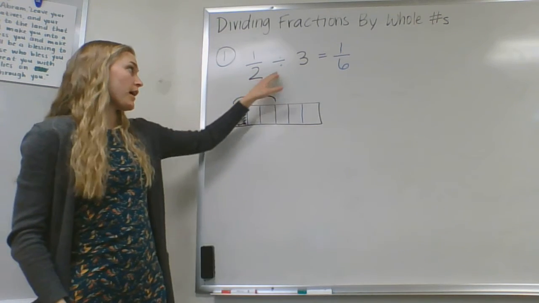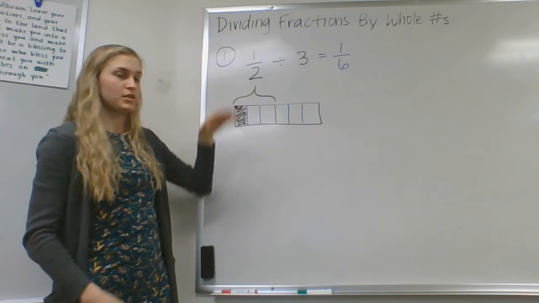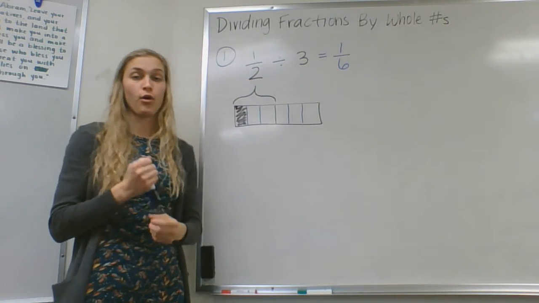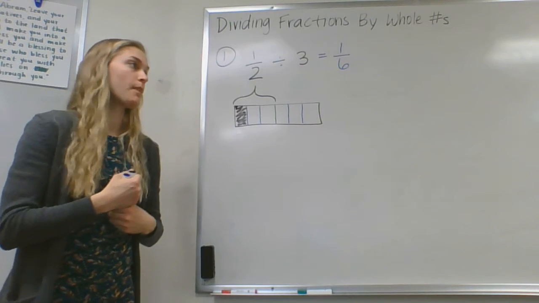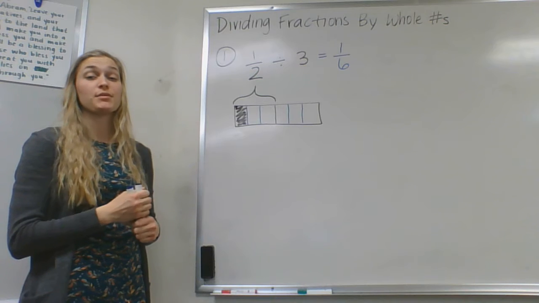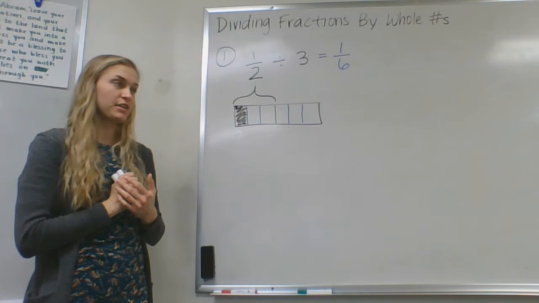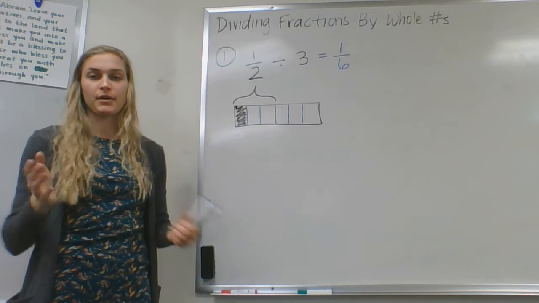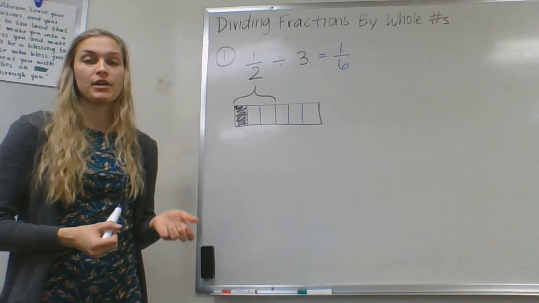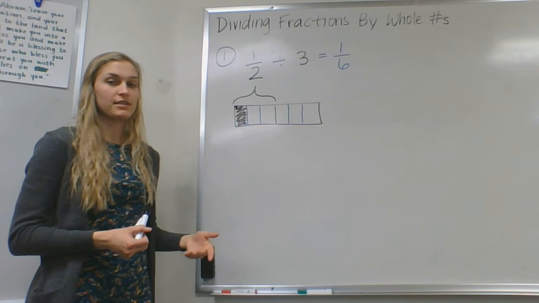Since we're dividing by a whole number, our answer should always be smaller than what we started with, since we're dividing by a whole number more than 1. Yesterday, our answer got bigger when we divided because we were dividing by a fraction. So when you divide by a fraction, your answer gets larger. It's kind of like multiplying. You multiply by something greater than 1, it gets bigger. If you multiply by something less than 1, it gets smaller.